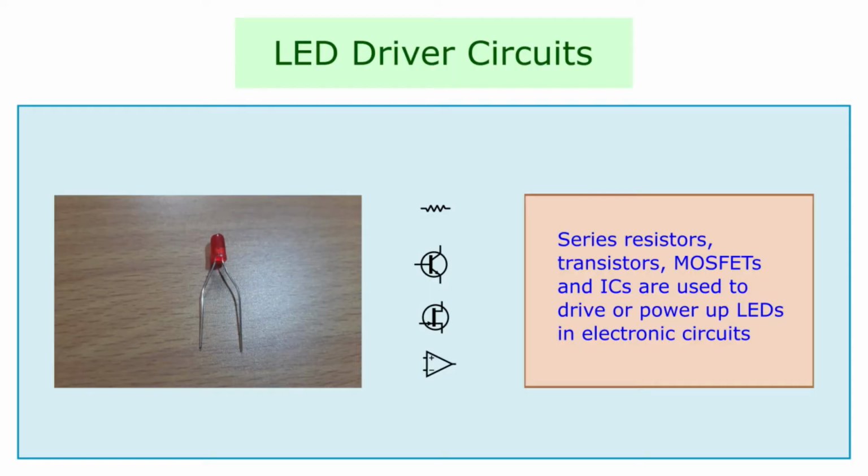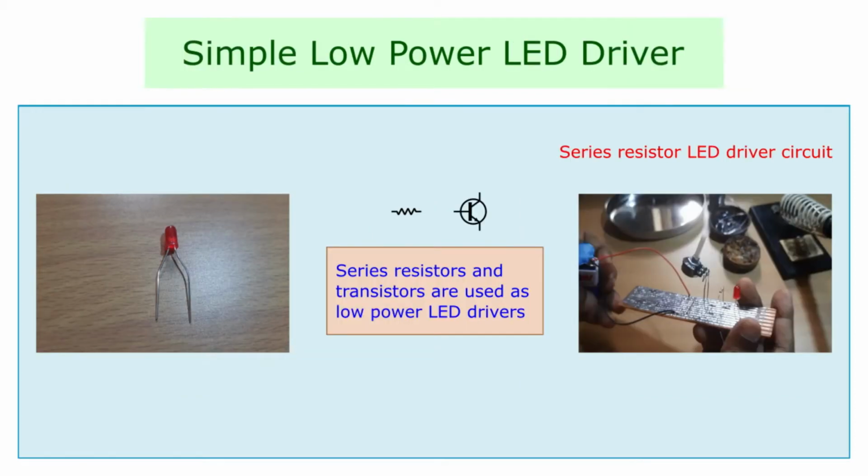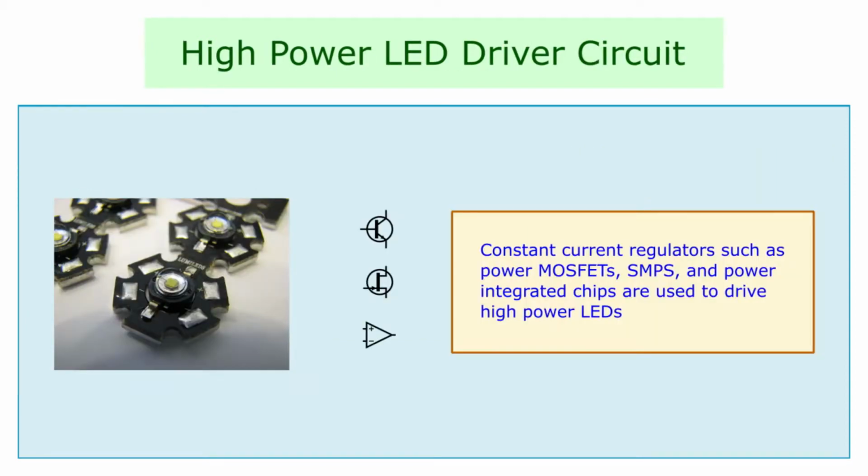To light an LED, an electrical circuit called an LED driver circuit is used. Simple LED driver circuits are used to drive smaller LEDs such as indicator LEDs, fancy light LEDs, etc. Whereas more complex circuits are used to drive high power LEDs. The circuit should provide enough current to light up an LED to its maximum brightness, but also limit the current to prevent damaging the LED.